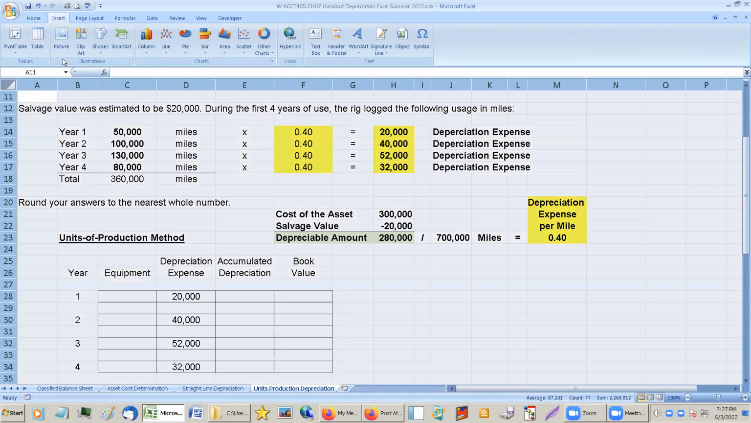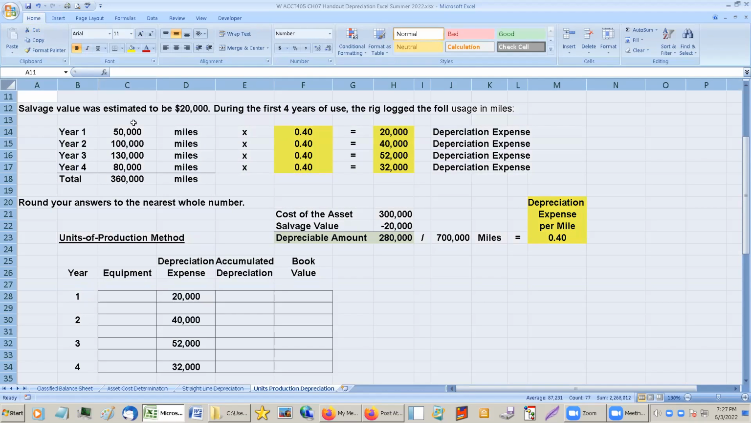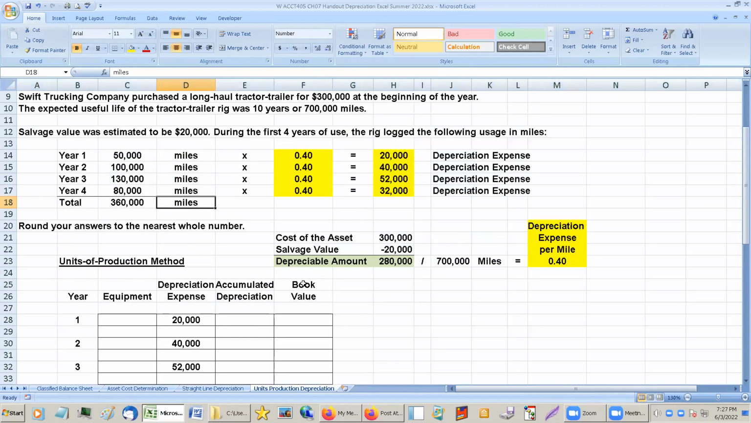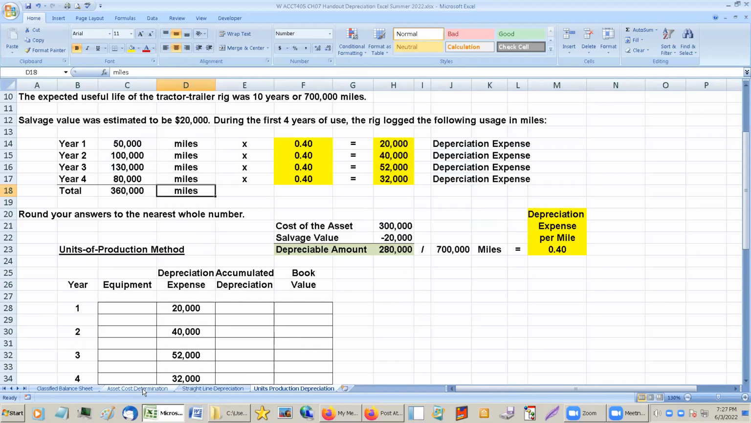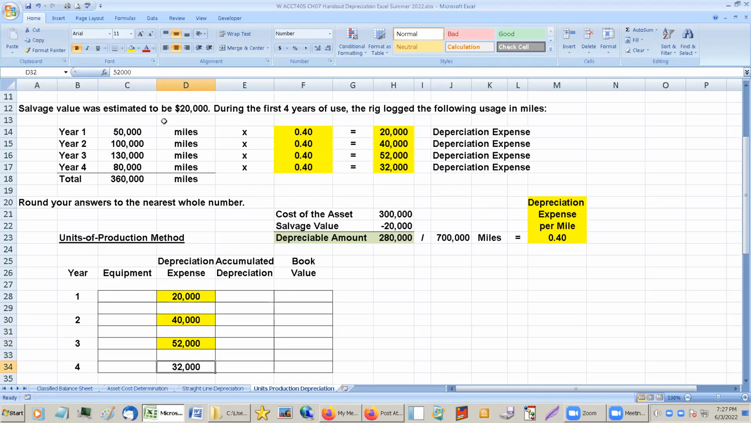I don't think I bolded this one yet, did I? Did not. Hey, look, we can see it now. Okay. So these are the depreciation expenses. Now notice it's very likely that they won't be the same. If they are the same, you should just use the straight line method. But yeah, so we use 300,000 is the cost.